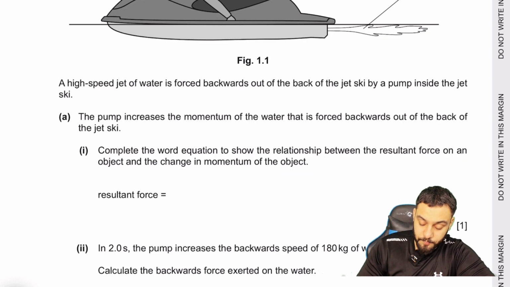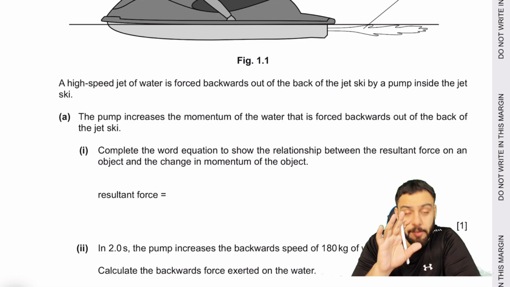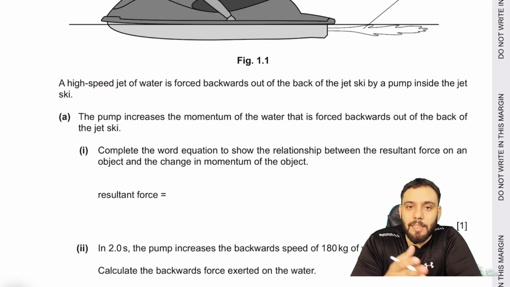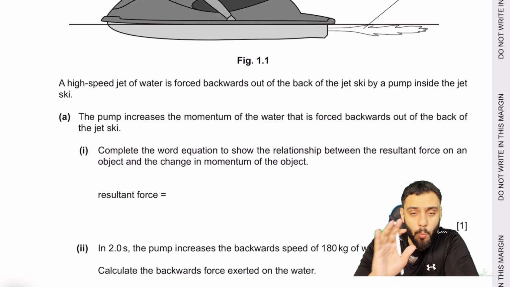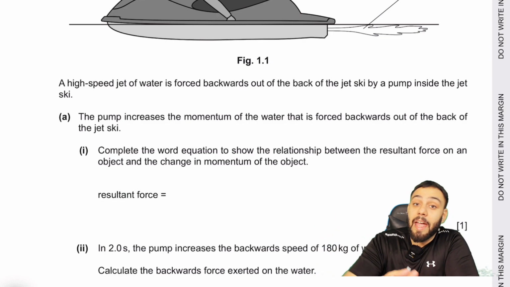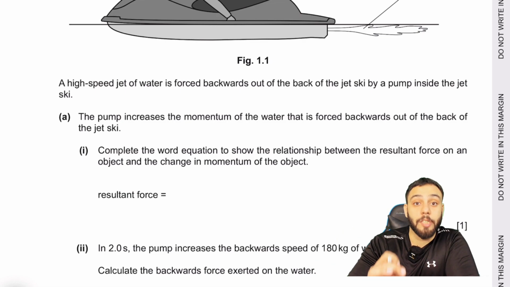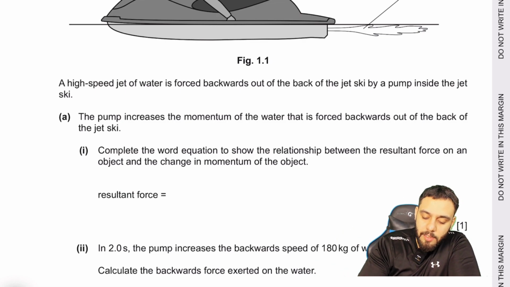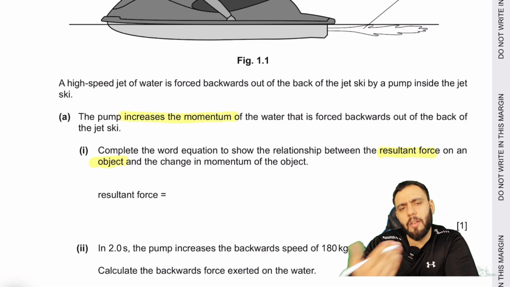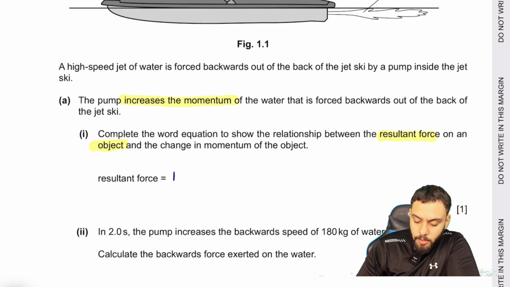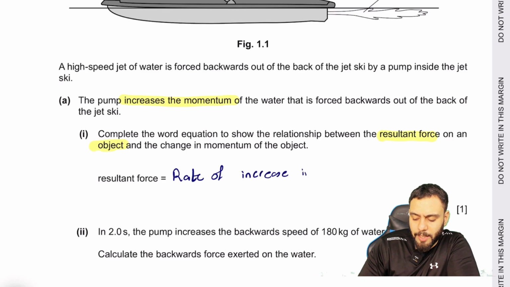As far as the word equation for resultant force is concerned, resultant force is going to be equal to rate of change of momentum. Whenever they ask you what is resultant force, in general, it's always equal to the rate of change of momentum. But over here, there's a specific term that they added. They ask you to show the relationship between the resultant force on the object. So as far as the object is concerned, the momentum is increasing. So you can give your answer along these lines that it's going to be rate of increase in momentum. That's pretty much it.